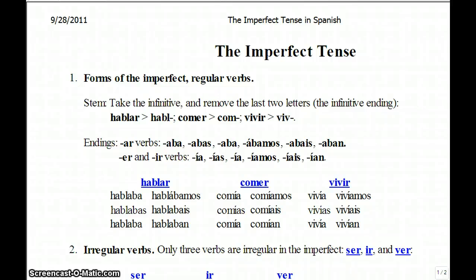Today we're talking about the imperfect tense. Remember that the imperfect tense only has two endings, right? All the regular verbs in the imperfect have two sets of endings. They either have AR endings, which are aba, abas, aba, and so on. ER and IR verbs have ia, ias, ia, and all that.